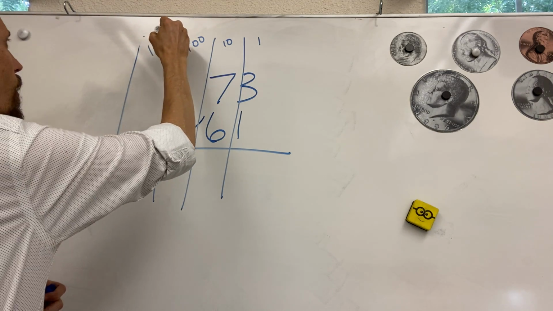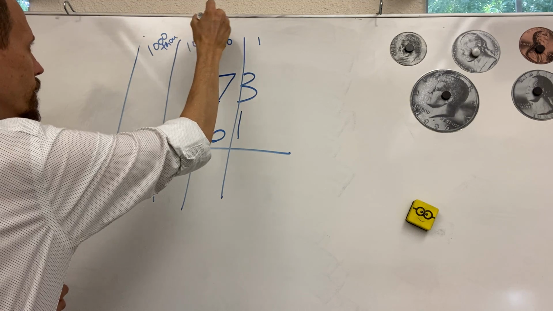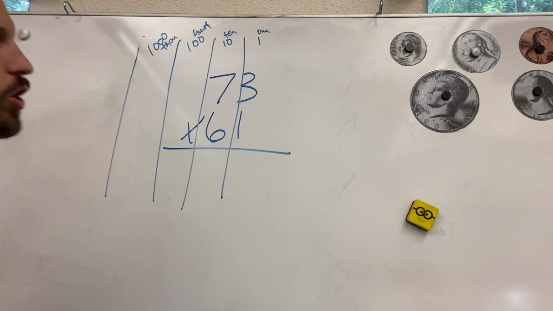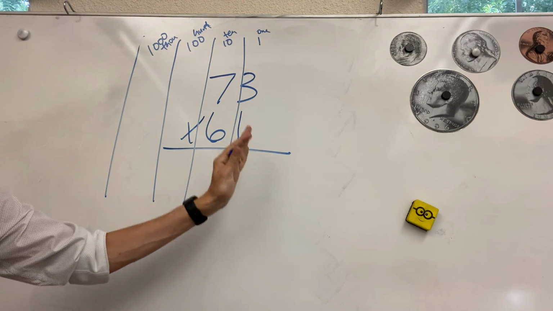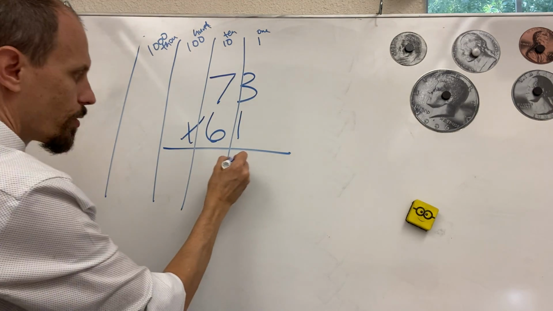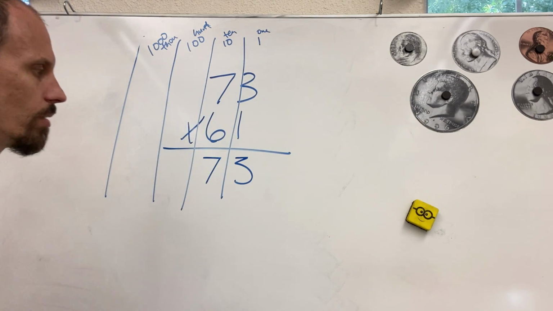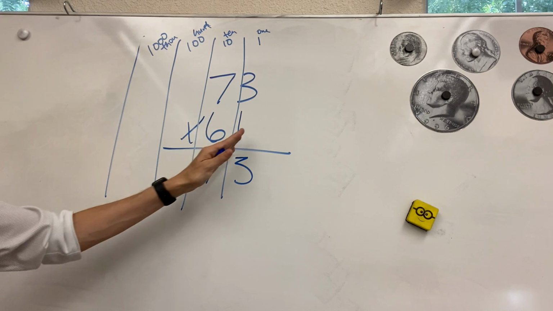So 1,000, 100, 10, and 1, right? So where do we start? We always start in our 1's place. 1 times 3 is 3. 1 times 7 is 7. Wow, that was easy. Now we're going to move into our 10's place.